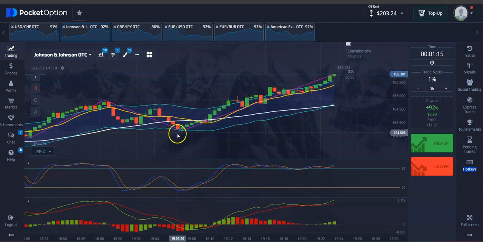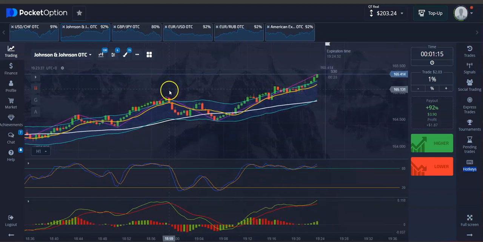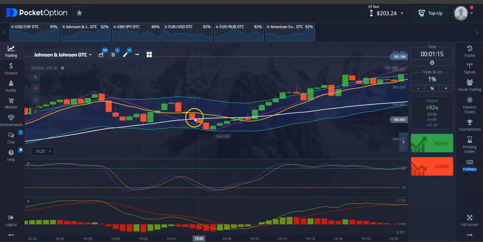So how do I enter? Okay, so first we wait for the pullback, okay? Wait for the pullback. And for example, in this case right here, we got the pullback, the price came down, and we don't take the entry when we see the zigzag hit the peak.